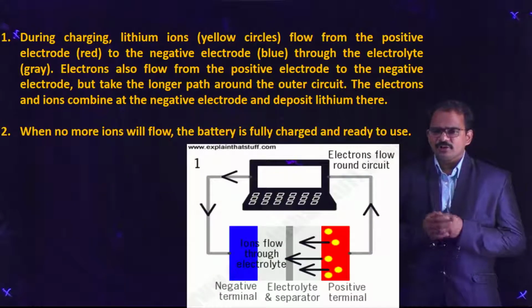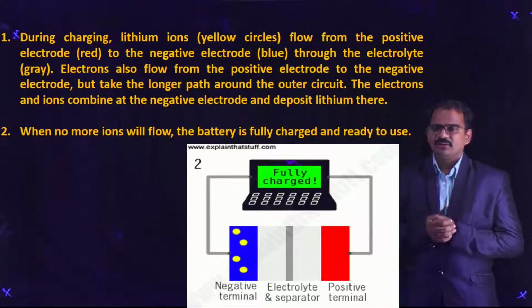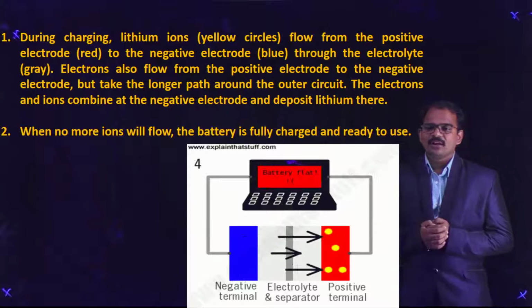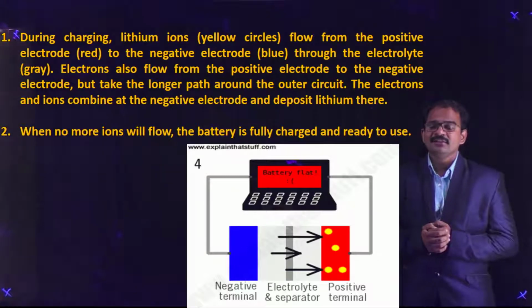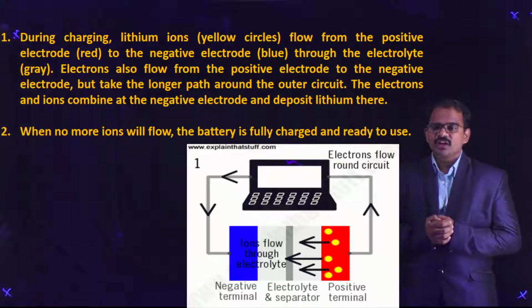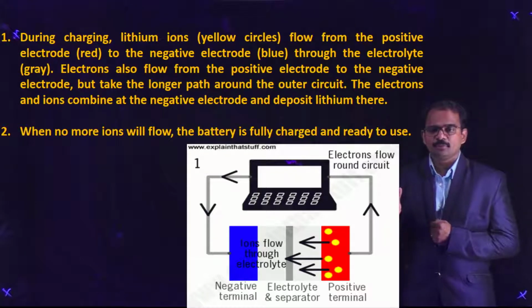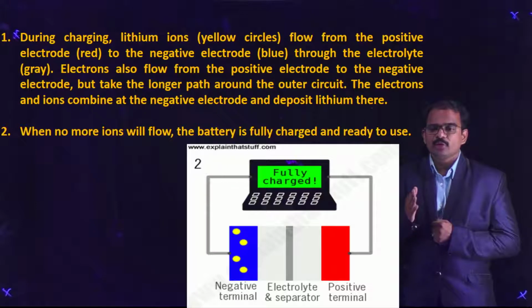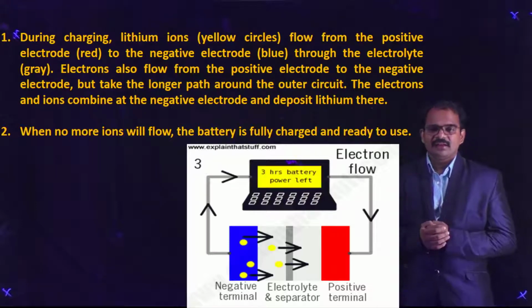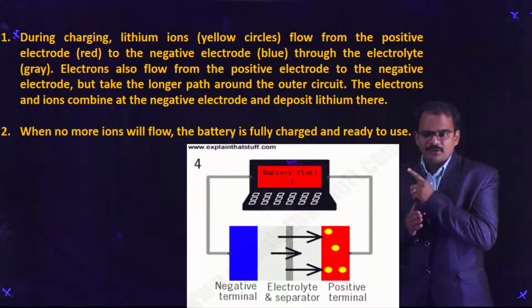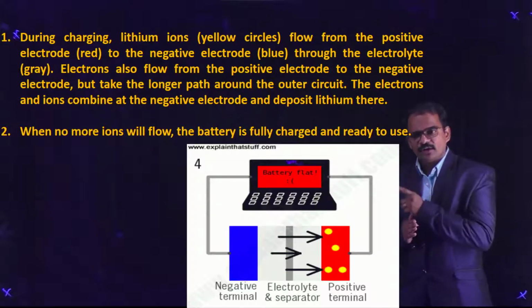Coming to the working of lithium ion batteries, there is one positive electrode, as you can see in the figure, the red one, and a negative electrode, the blue one, and these yellow circles are nothing but lithium ions. During the charging process, the lithium ions will move from the positive plate to the negative plate through the electrolyte and separator, and at the same time the electrons will move through the external circuit from the positive electrode to the negative electrode.